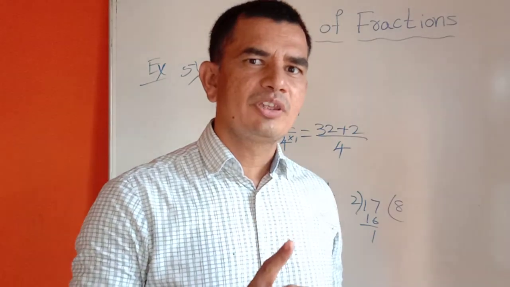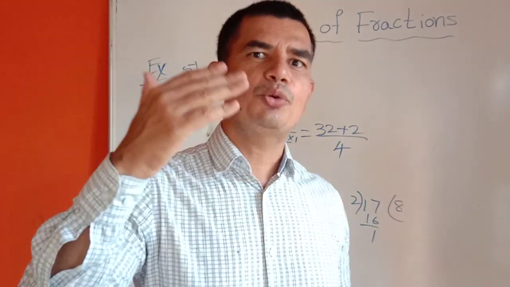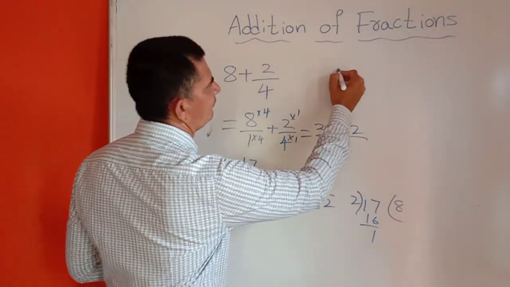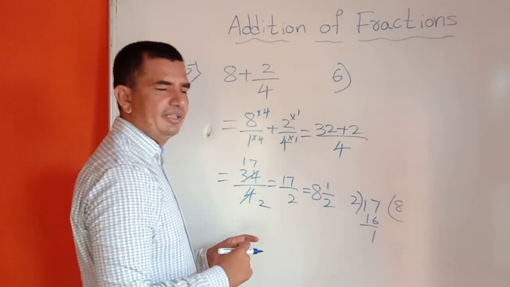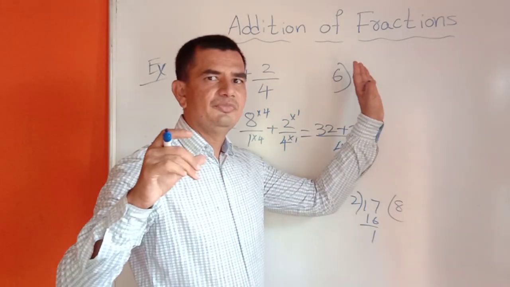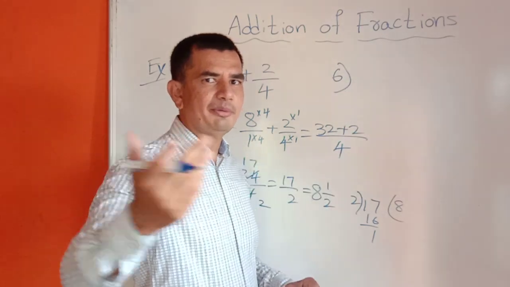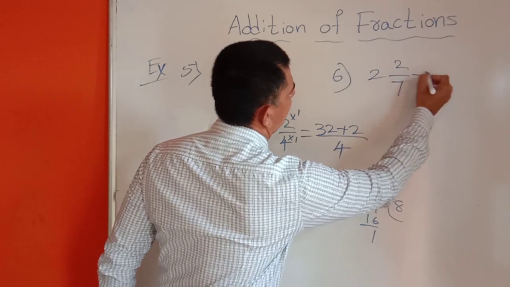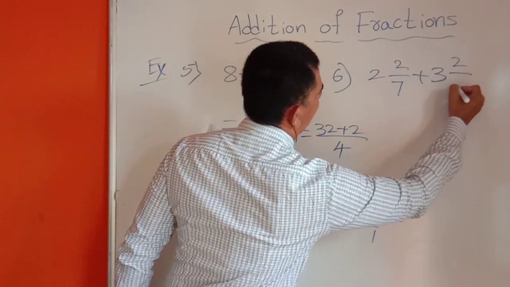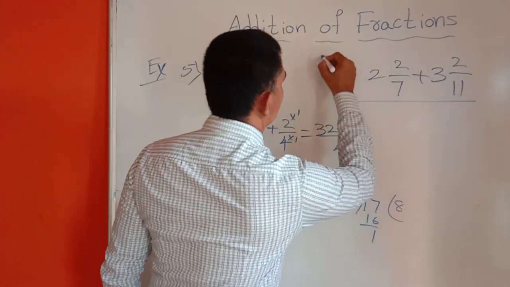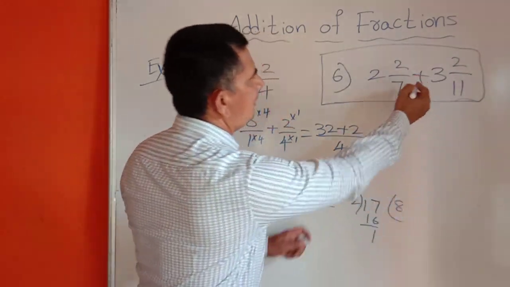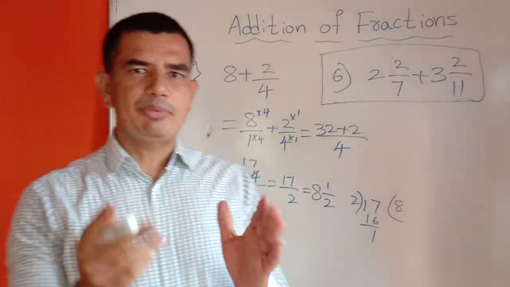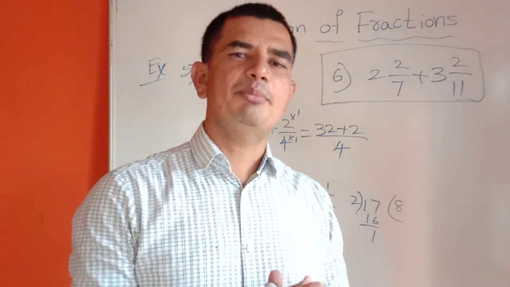Students, now I am going to write one question. You have to solve it and you have to tell me the answer through a comment. This is for you students. So I am going to write the question: 2 integer 2 by 7 plus 3 integer 2 by 11. So students, if you solve this, you have to comment with this answer. Just think that this is homework for you. And if you want to get perfect in this, you have to practice all these types. You can practice 10 sums.